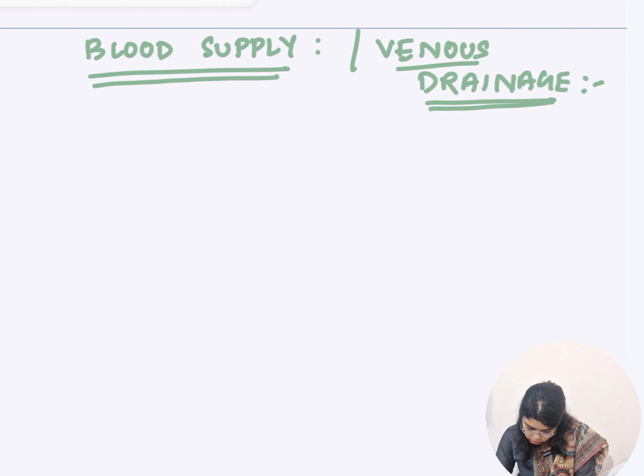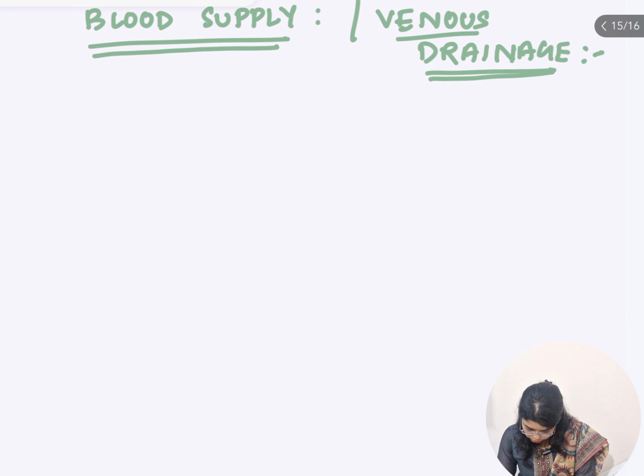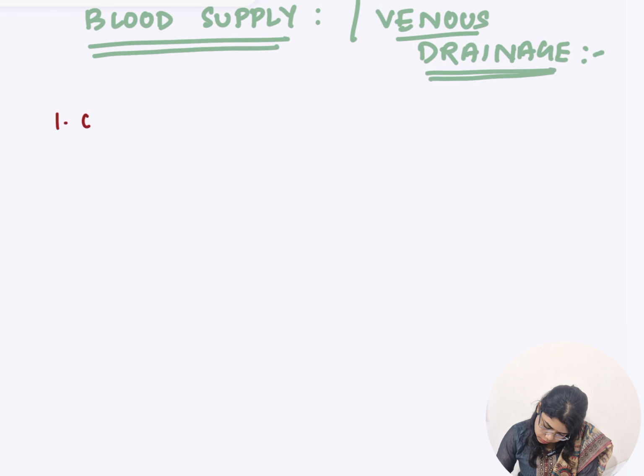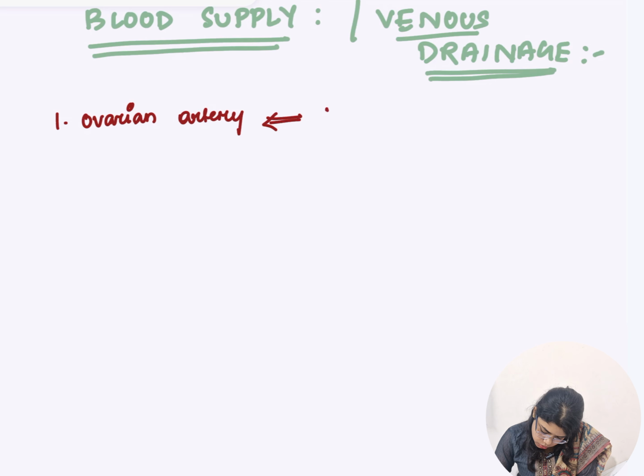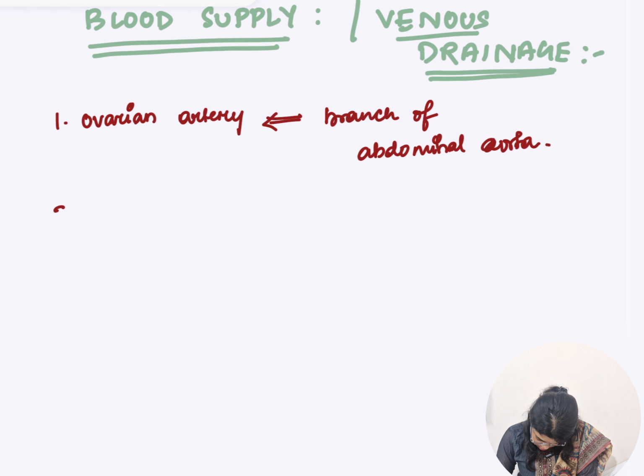Next, what is the blood supply and venous drainage? I'll tell you. The main blood supply to the ovary is the ovarian artery, which is a branch of the abdominal aorta.